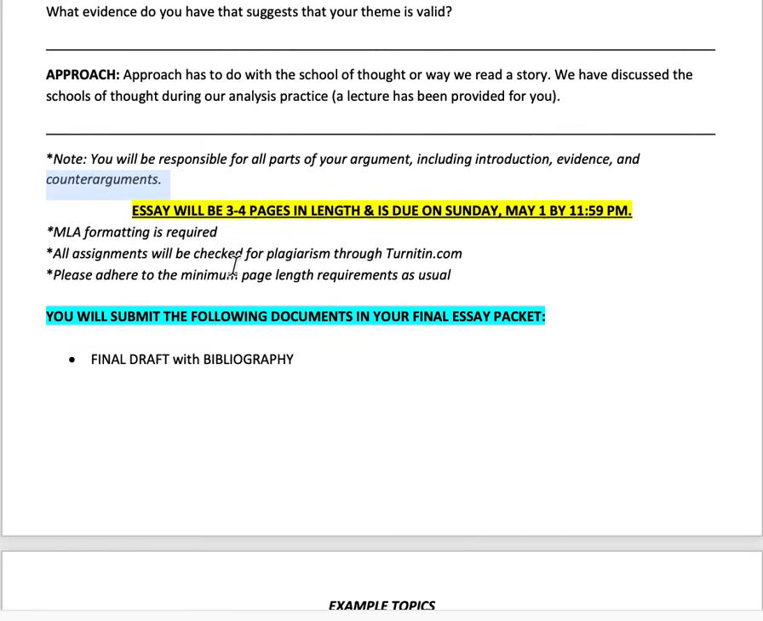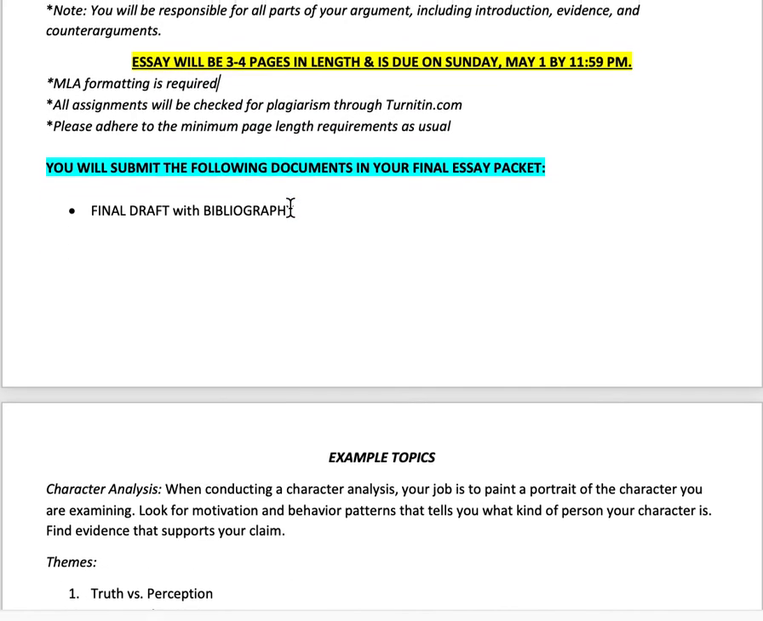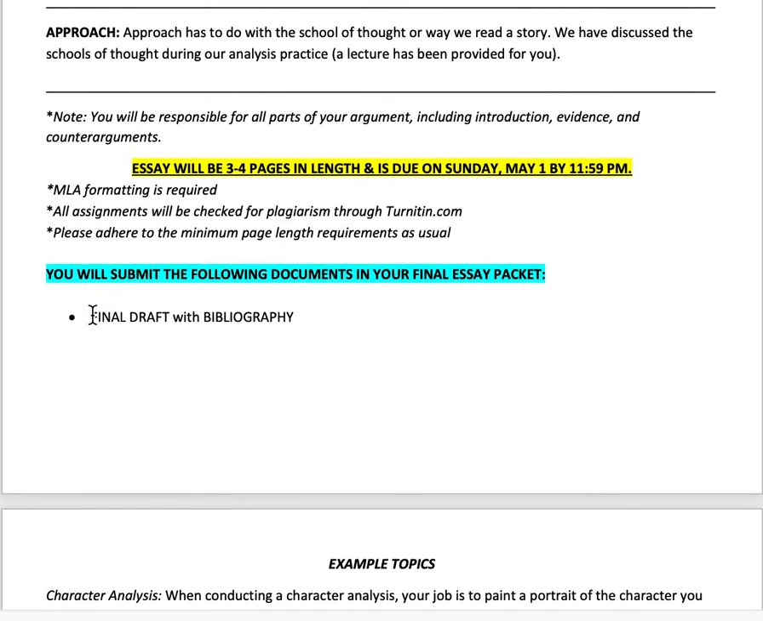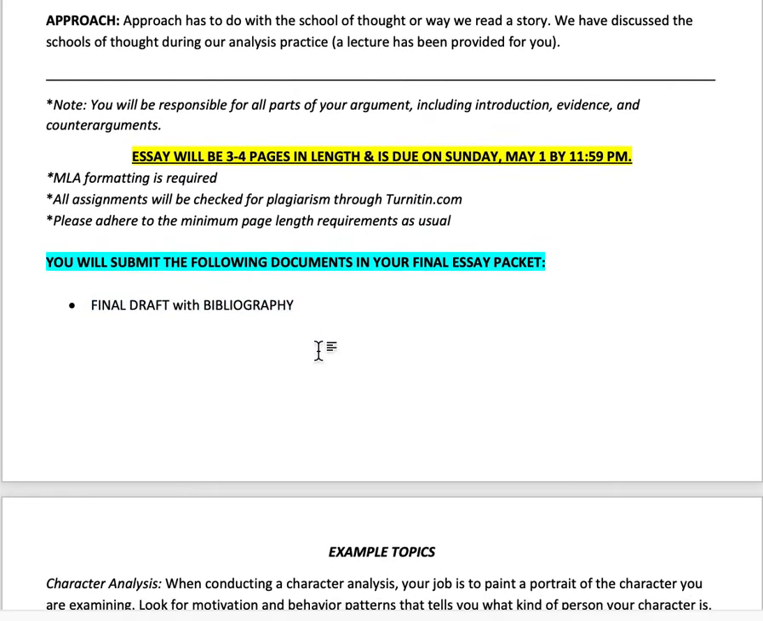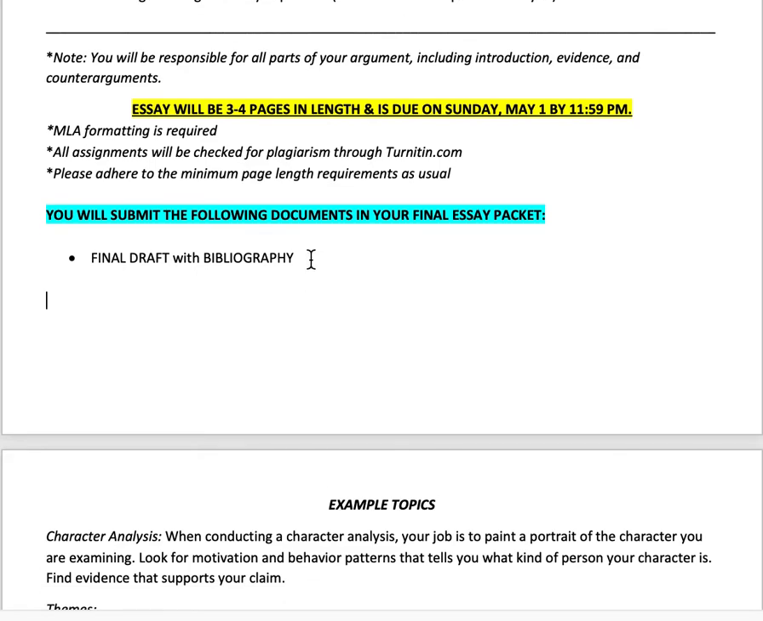So your essay is going to be 3 to 4 pages in length and is due on Sunday, May 1st by 11:59 p.m. MLA formatting is required. Everything's checked for plagiarism, and make sure that you have the minimum page length as well. You're actually going to submit just a final draft with the bibliography, nothing else required in this submission.